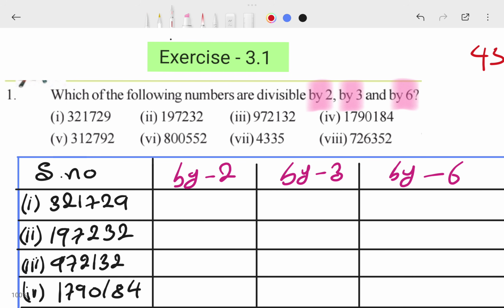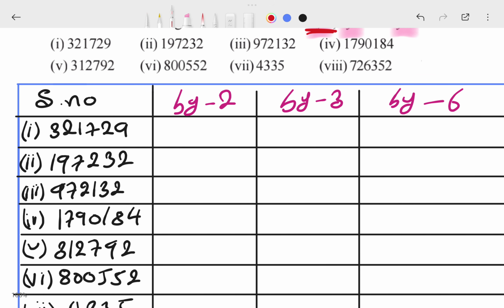Now check this question: is it divisible by 2 or not? Let's check. In the last place, there is 9. We know the last digit must be 0, 2, 4, 6 or 8 for the number to be divisible by 2. If it is not, then it is not divisible by 2. This is 9, and 9 is not among them, so it is not divisible by 2. So write no.